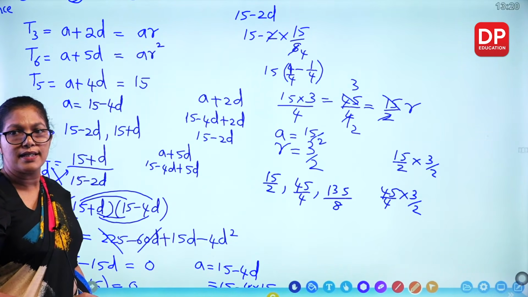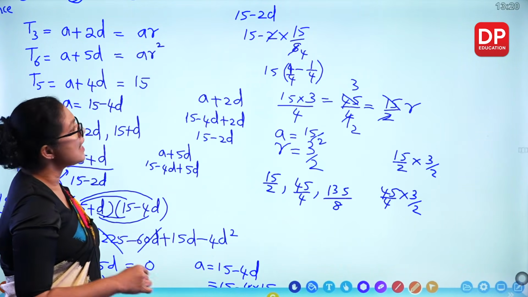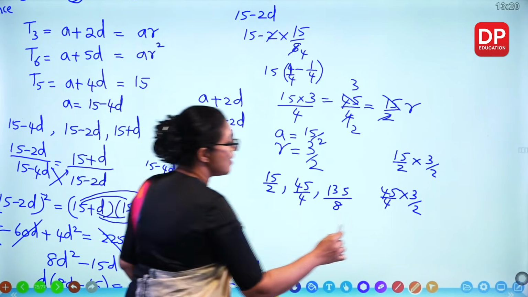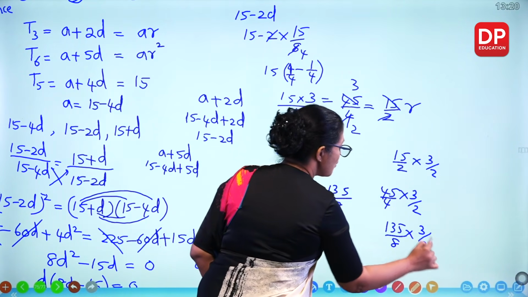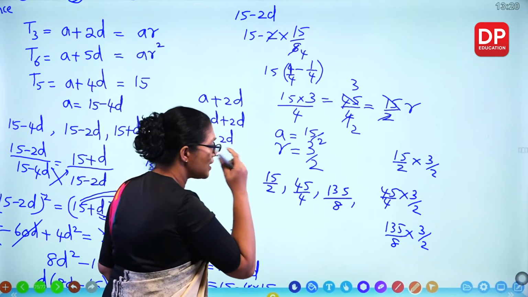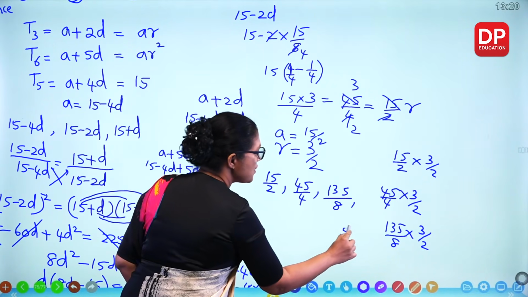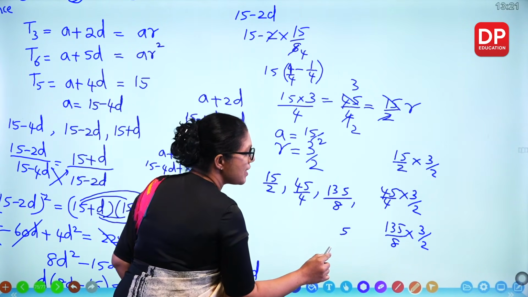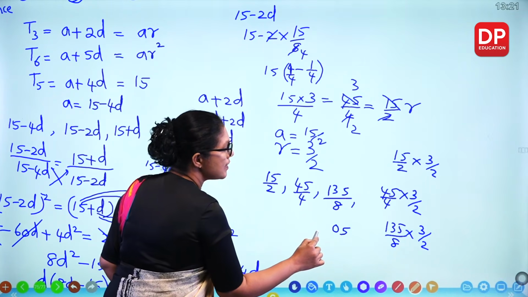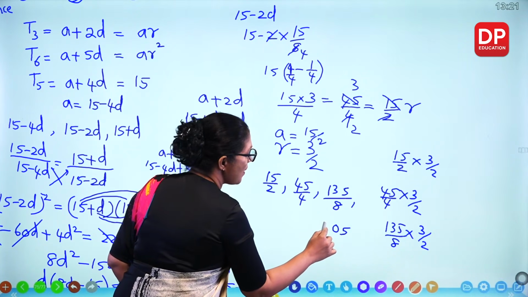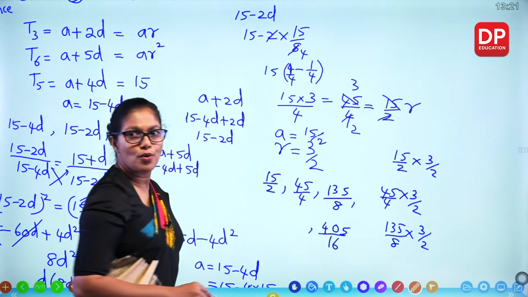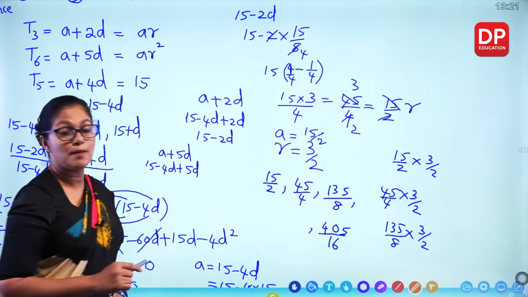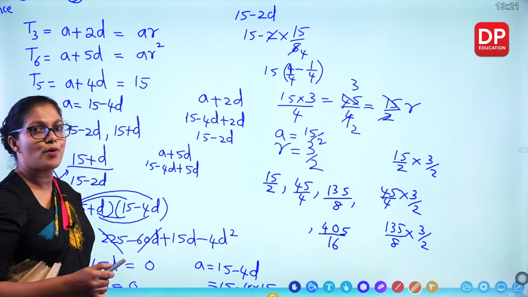So these are the 3 terms and you need another one. 135 over 8 times 3 over 2. What's the fourth term? 3 times 5, 15 and 3 times 3, 9 plus 1, 10. 3 times 1, 3 plus 1, 4 over 16. So those are the 4 terms of the geometric progression.